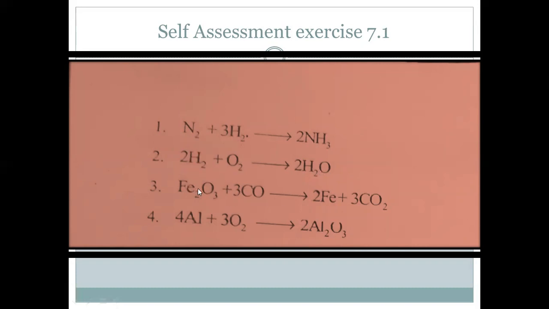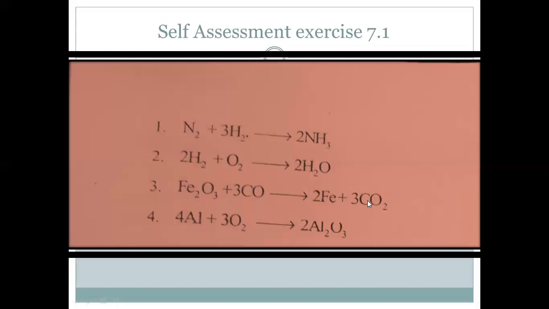The third case is what we discussed before, ferric oxide at the blast furnace. Ferric oxide reacts with carbon monoxide. So you can see iron in ferric oxide loses oxygen atoms, and loss of oxygen is called reduction. So iron gets reduced by losing oxygen atoms, and carbon of carbon monoxide gets oxidized by gaining oxygen atom.